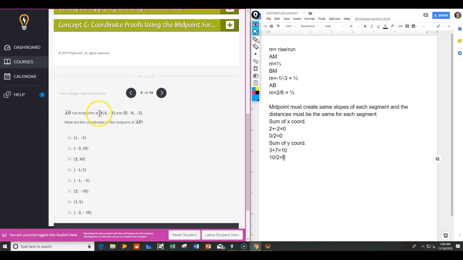Segment AB has endpoints at A (4, -8) and B (-6, -2). What are the coordinates of the midpoint of segment AB?